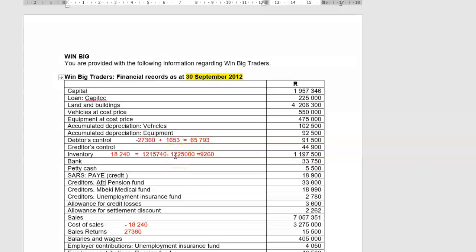Upwards or downwards? Guys, obviously upwards. So we're going to debit our inventory account with that 9,260. And we're going to credit cost of sales. We're going to reduce cost of sales with 9,260.